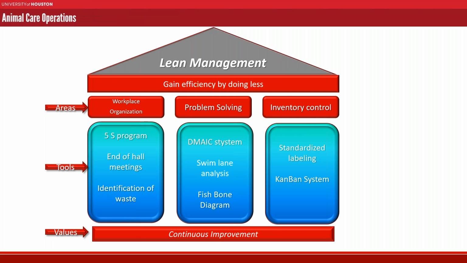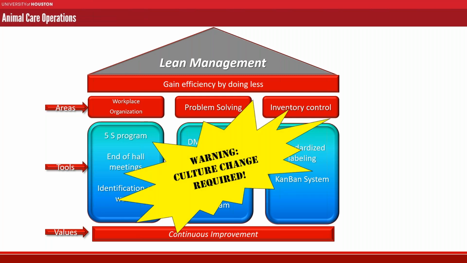The Lean journey requires you to have a set of tools, and each set of tools is for different types of issues. For workplace organization, you'll use the 5S program, huddle meetings, or identification of waste systems. For problem solving, you'll look at the DMAIC system, and Dr. Kovach will give you a great overview of that later today. And inventory control, which we simply will not talk about today. But this will require a change of culture, and we spoke about that earlier. The continuous improvement culture is not well integrated in most management systems, and it will require a lot of changes.